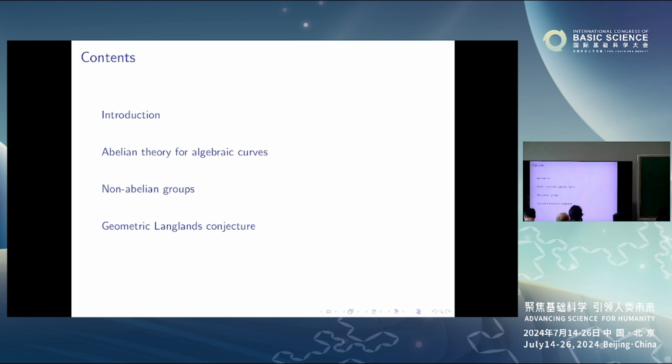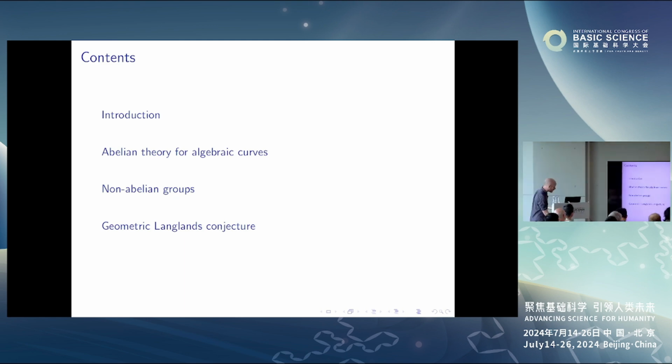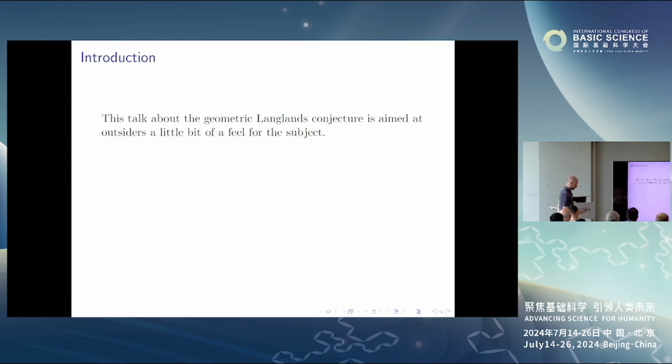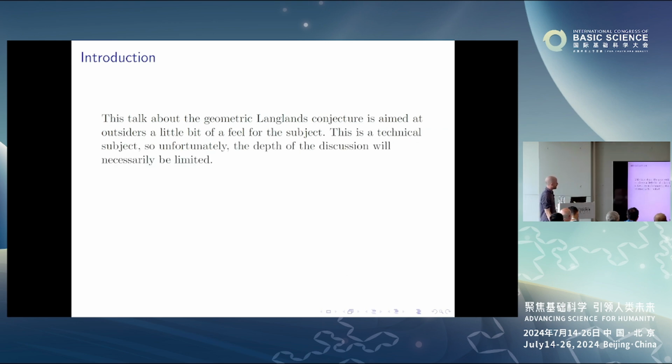Over the course of the talk, we'll talk about the abelian version of the story. I'll talk about some of the non-abelian setup, and then I'll talk about what the geometric Langlands conjecture says. This is a technical subject, so I'm not going to be able to go into a ton of depth, but that's not my goal.